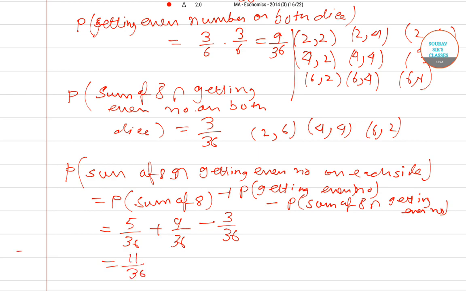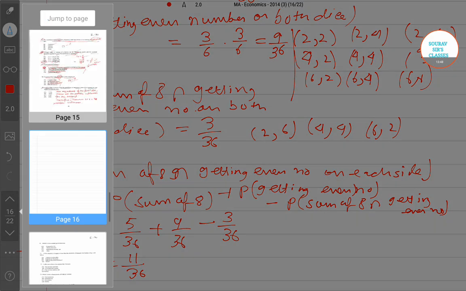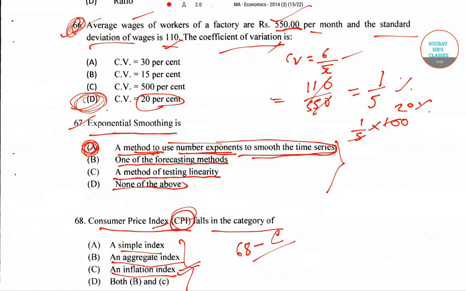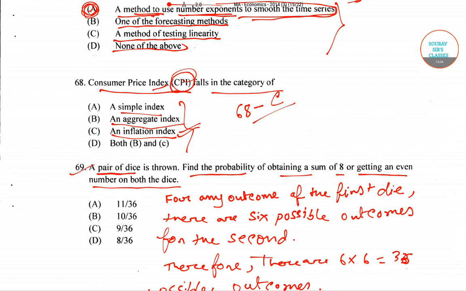So now if you go to the question again, in the question there were 4 options, out of which the right option is option A, that is 11 by 36. So in today's video we solved a couple of questions.